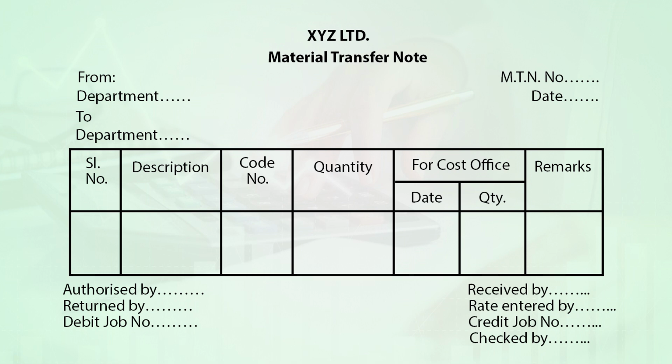This material transfer note should be authorized by the authorized person. The person or the department returning the material should be written. Debit job number is to be written. It is to be written who has received this note, rate entered, credit job number, and it is to be checked by this department. No copy of material transfer note is sent to stores department because no entry in stores record is required.